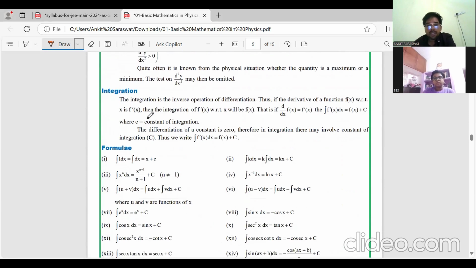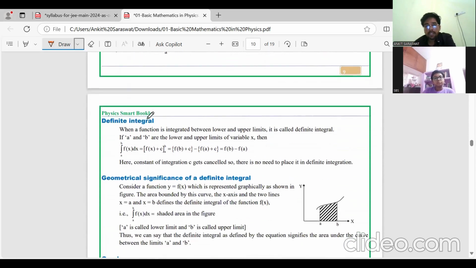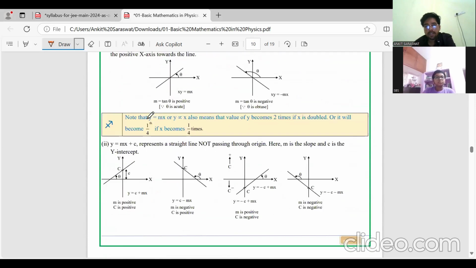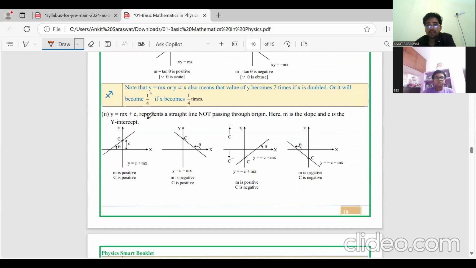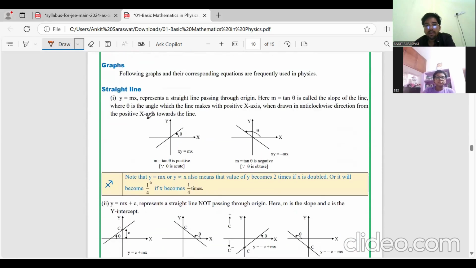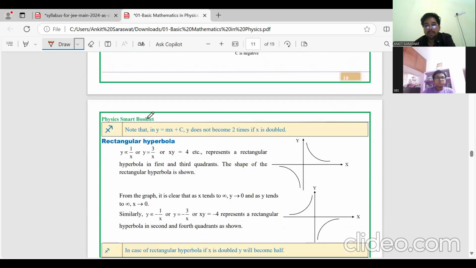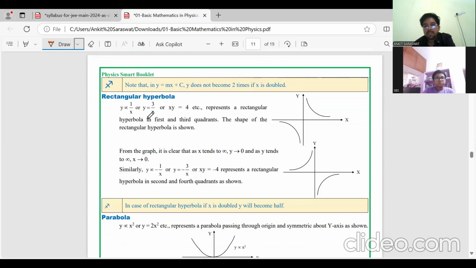Integration, differentiation, these formulas, definite integral, these are the basic syllabus. Like the line equation form y = mx + c, y = mx. What is the meaning of slope? All these things, rectangular hyperbola. Here xy = constant. This is the equation of a rectangular hyperbola.